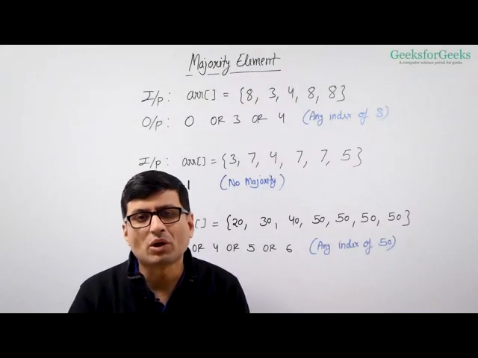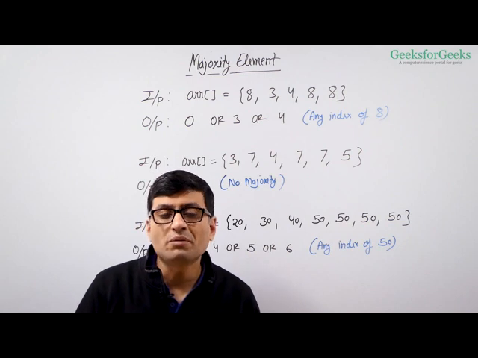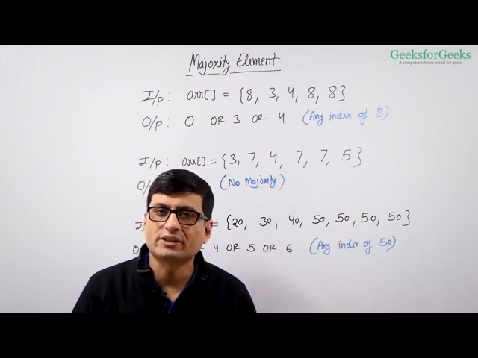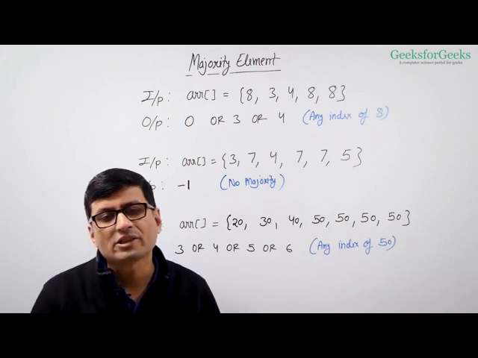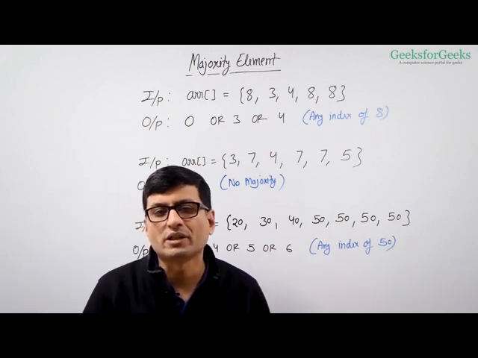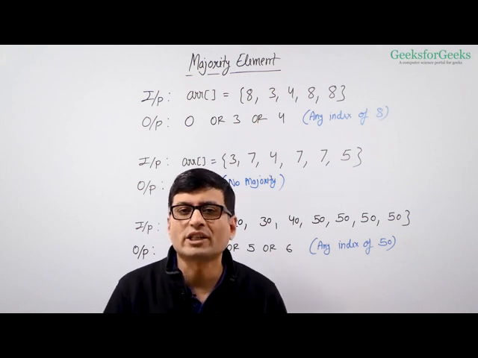Let us talk about this problem. We are given an array. We need to find the majority element in it if it exists. What is a majority element? An element in an array is called majority if it appears more than n by 2 times in the array, where n is the size of the array.